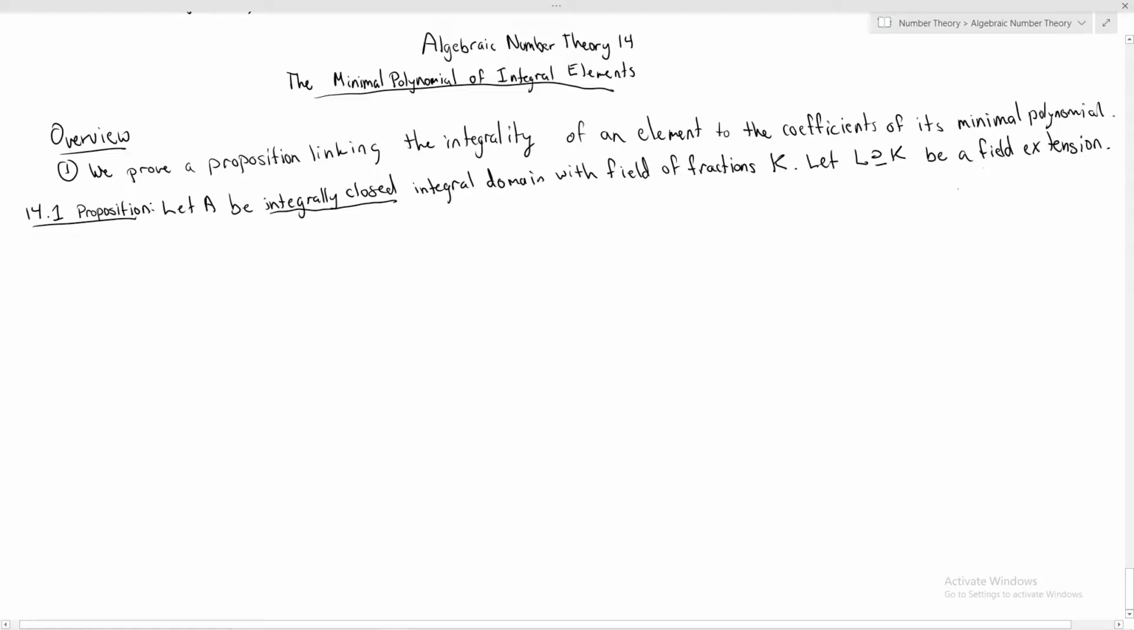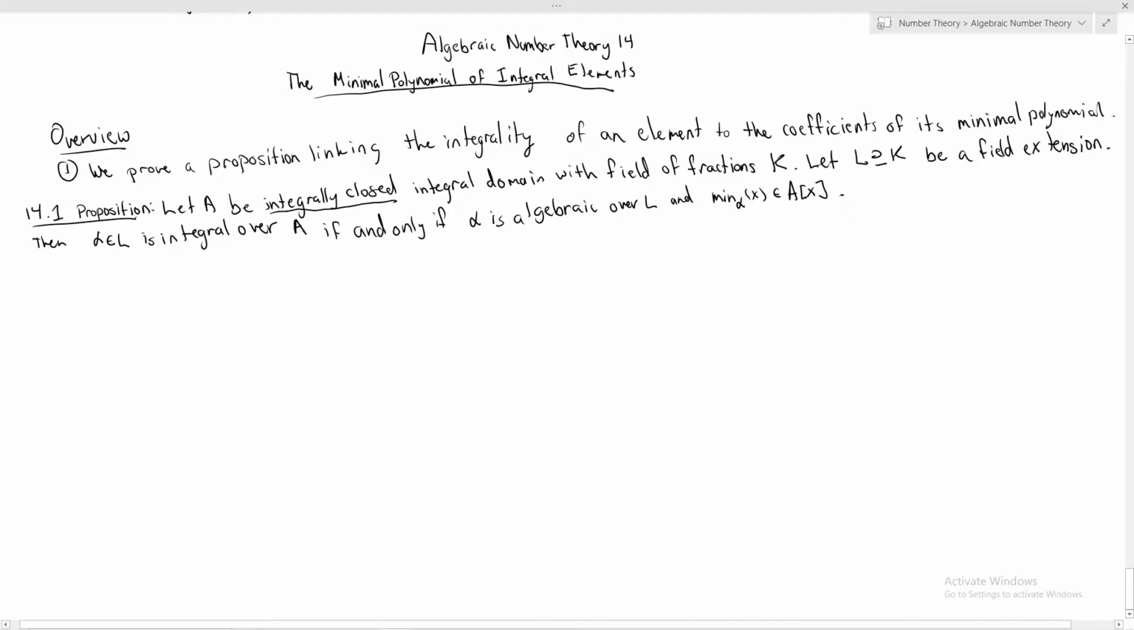Now the proposition basically tells me how to check if alpha in L is integral over A. Alpha in L is integral over A if and only if, first you need to know that alpha is algebraic over K, and the minimal polynomial of alpha lies not only in K[x], but in A[x]. So the coefficients are in A.